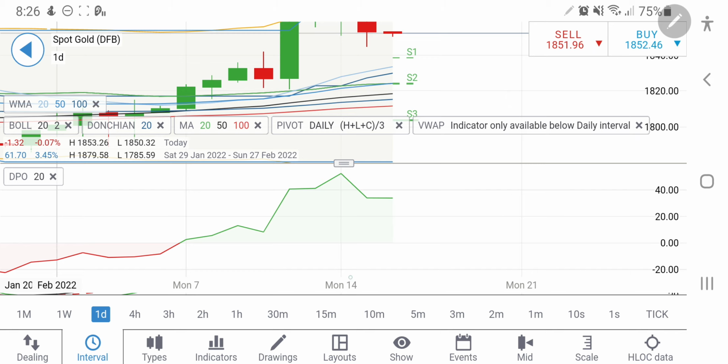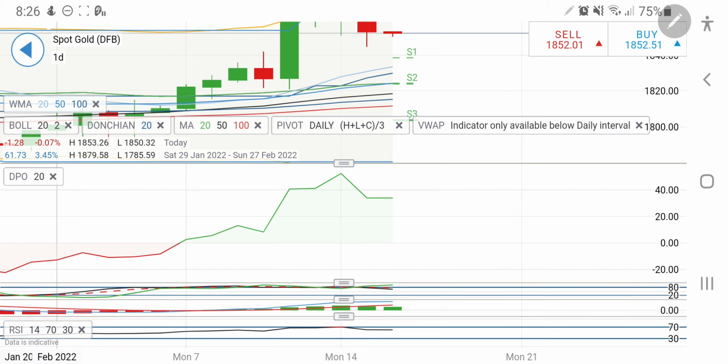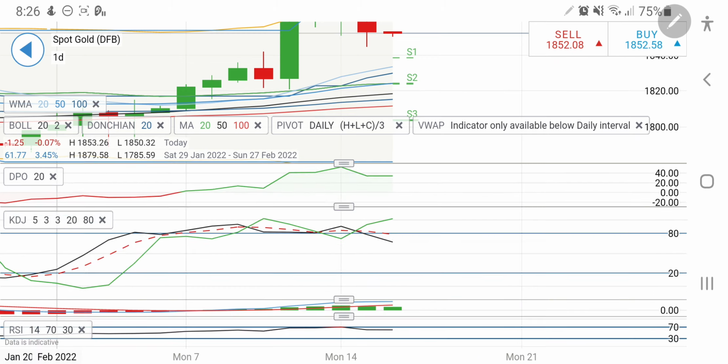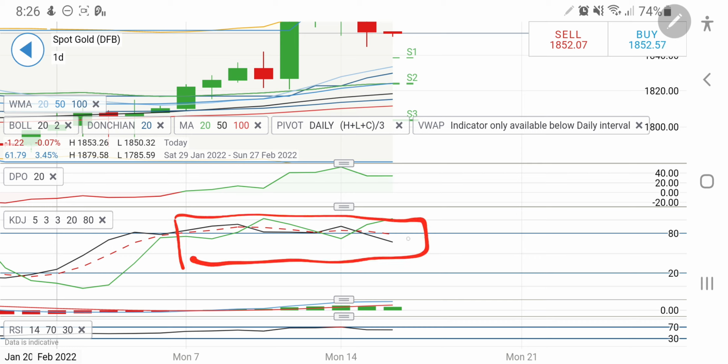But let's have a look at the DPO. The detrended price oscillator is trading in green. Also look at the stochastic. We have said that it is overbought, it has to drop. I had said it very strongly.